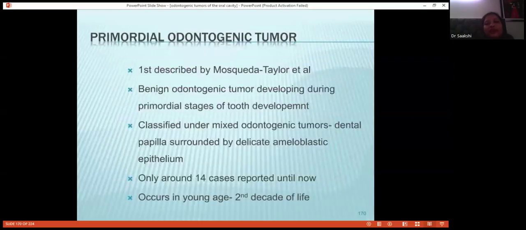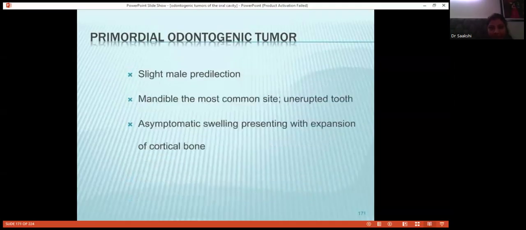It was first described by Mosqueda-Taylor et al. It is a benign odontogenic tumor which develops during the primordial stages of tooth development. It is classified under the mixed odontogenic tumors, that is dental papilla surrounded by a delicate ameloblastic epithelium. Till now, only 14 cases have been reported and it occurs at a young age, that is in the second decade of your life. It has a slight male predilection.